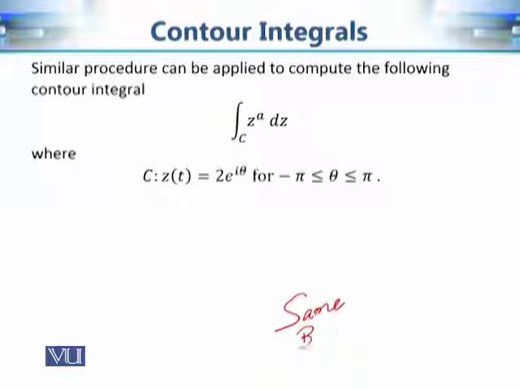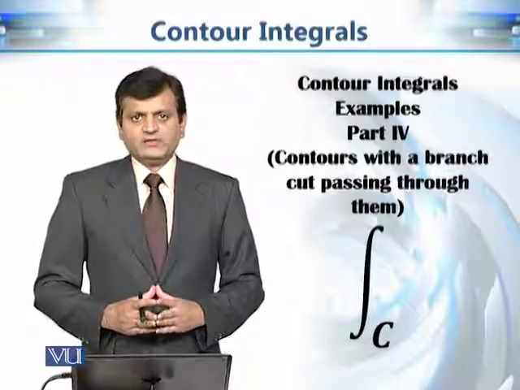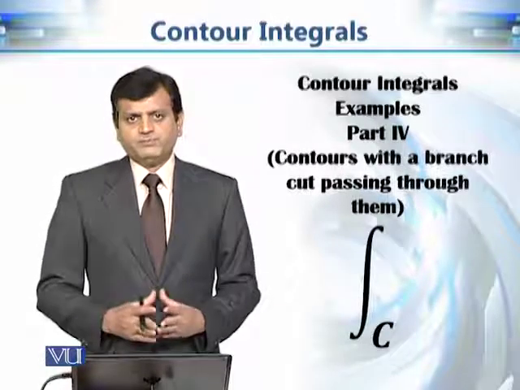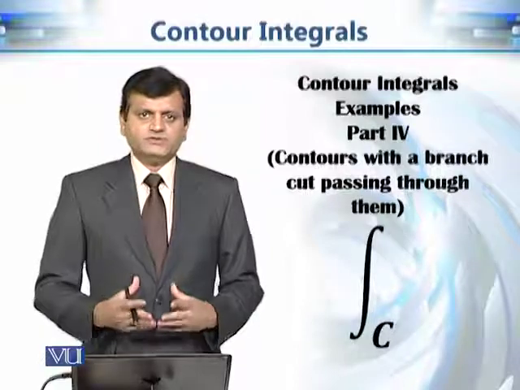Now in this case, it is a complete circle from minus pi to pi, and of course, if we take the branch cut to be the negative real axis, then there is a branch cut on this contour, and we can choose either of these methods to calculate this contour integral. Now in this module, we calculated these very special examples if a branch cut passes through the contour.